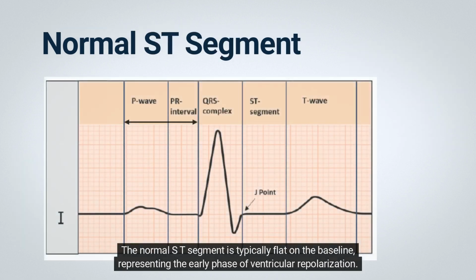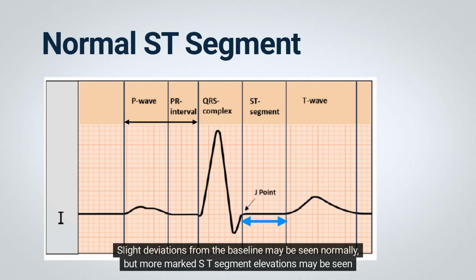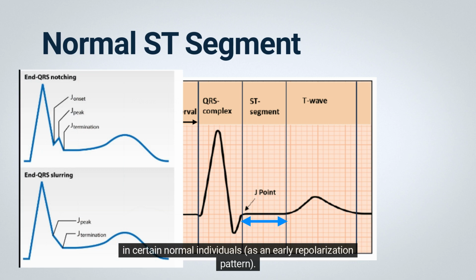The normal ST segment is typically flat on the baseline, representing the early phase of ventricular repolarization. Slight deviations from the baseline may be seen normally, but more marked ST segment elevations may be seen in certain normal individuals as an early repolarization pattern.